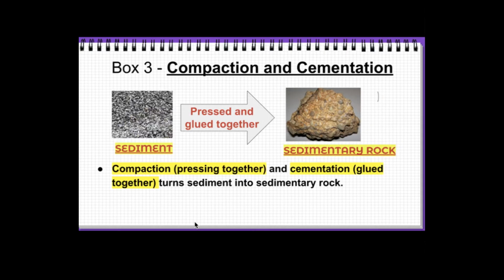Once the sediment is made, it gets compacted, meaning pressed together, and cemented, meaning glued. It turns sediment into sedimentary rock. As you can see, the gravel, when you press it together, becomes the sedimentary rock on the right-hand side, which is conglomerate rock.